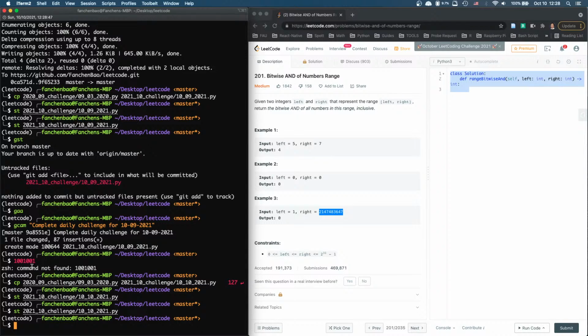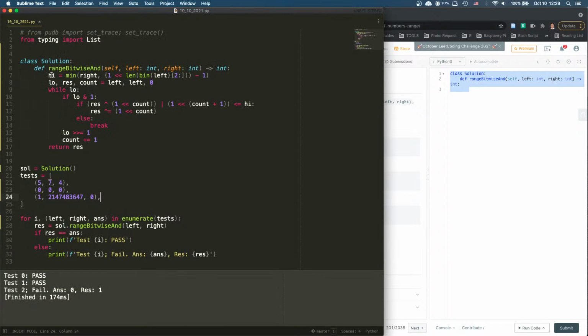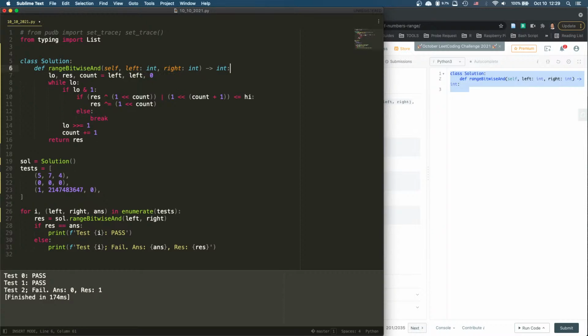So the smallest value that can have this as 0 is going to be, but we shouldn't set an upper bound. I think that is the problem. We should not set upper bound. There's no point to set an upper bound. Like this high, there's no point. It shall be just right. Right? This is just right.